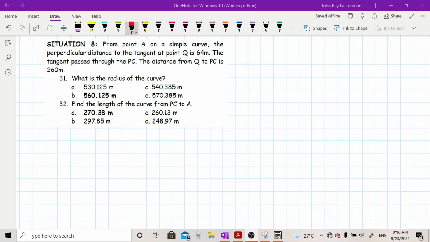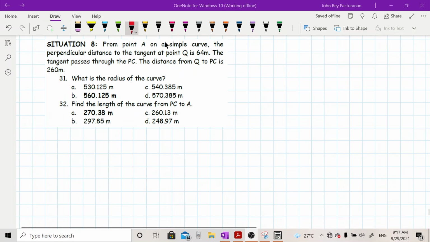Hi guys! For this problem, subukan naman nating sagutan itong situation number 8. So this is part pa rin ng discussion sa simple curves. Okay? So basahin ko siya ngayon.